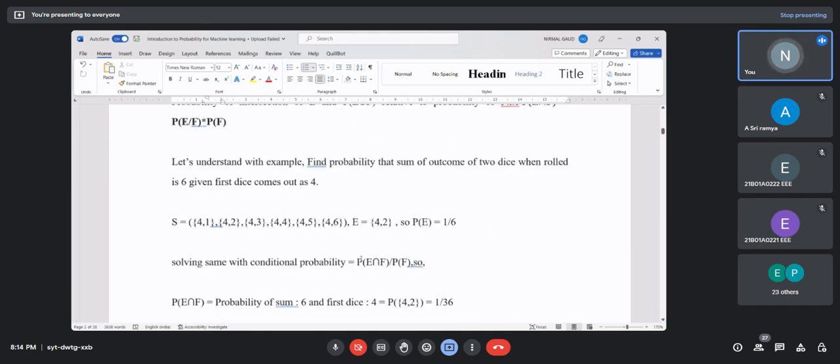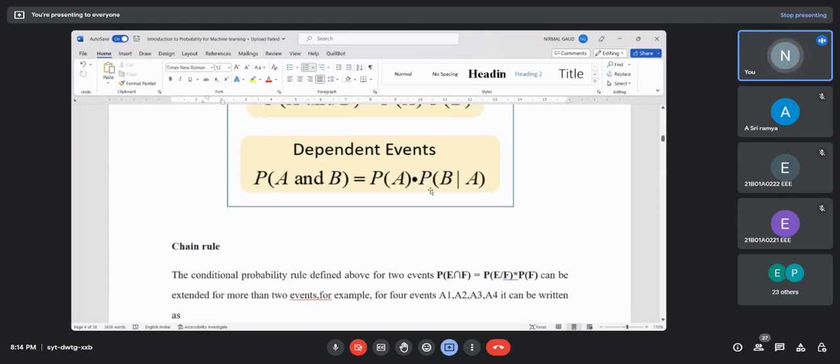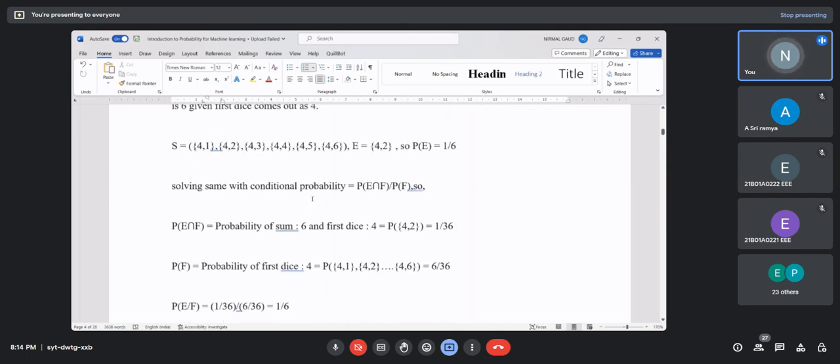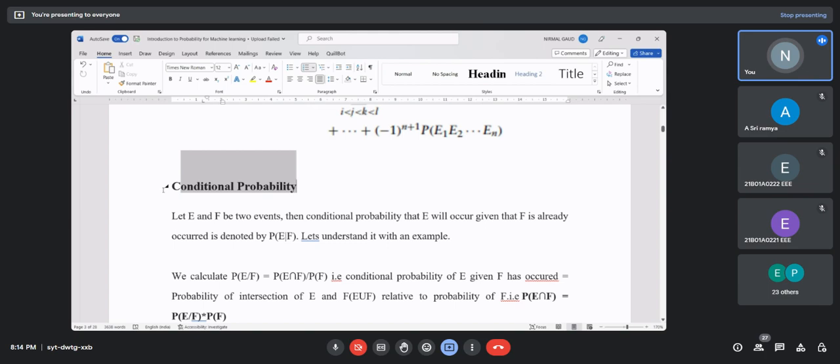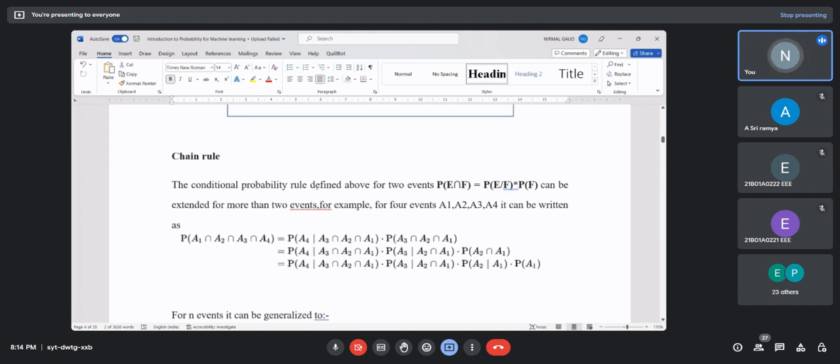All right, so conditional probability, independent events we have seen, and dependent events, obviously. If there is a dependency, you are going to work with conditional probability. Understand that this is very important. I am going to use it for Bayes theorem, Bayes rule, Bayes law. Then the chain rule: the conditional probability rule defined over two events, P(E intersection F) equal to P(E given F) into P(F), can be extended to more than two events. For example, if I have four events, A1, A2, A3, A4, follow the chain rule.